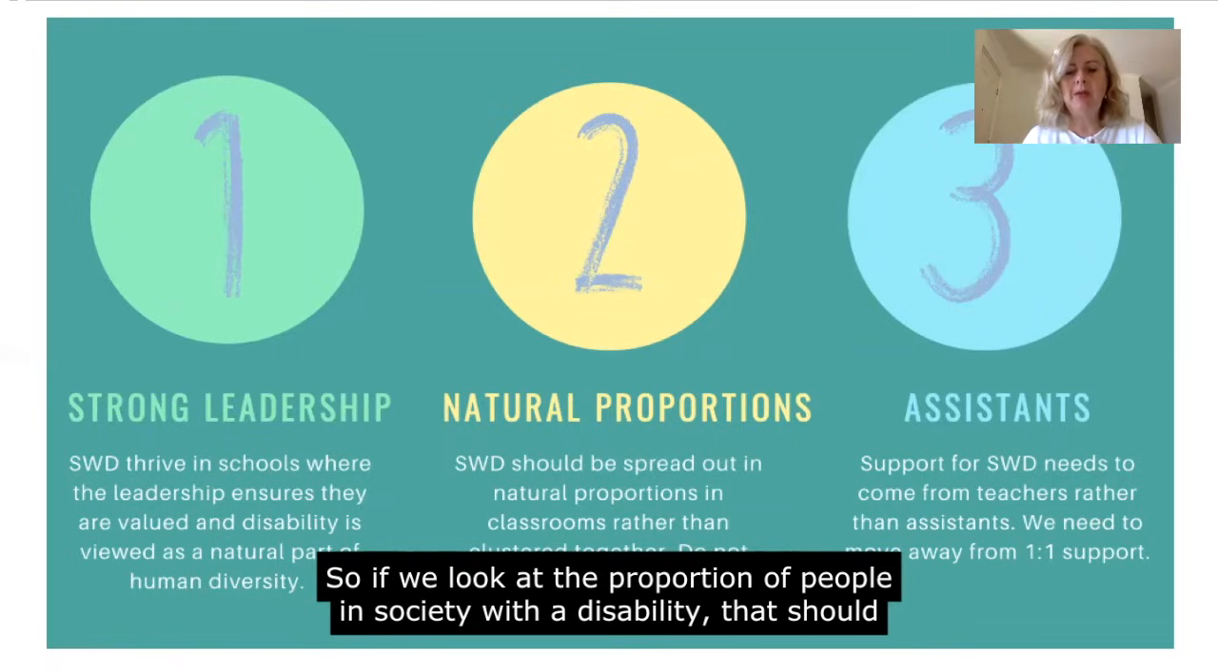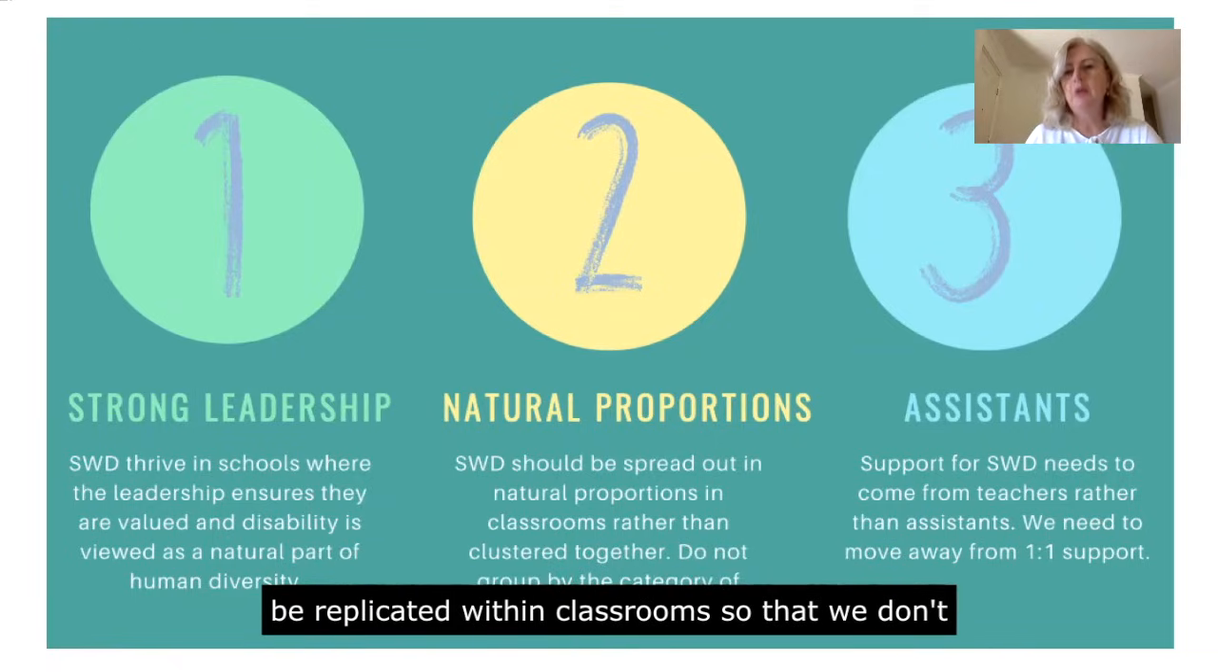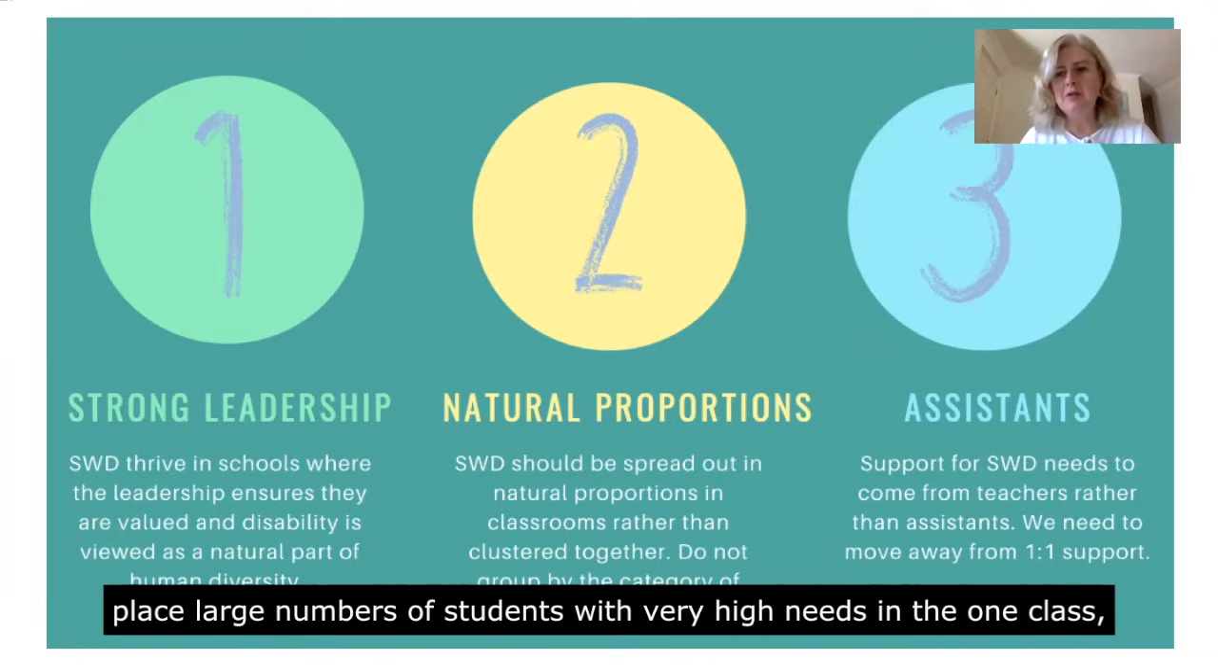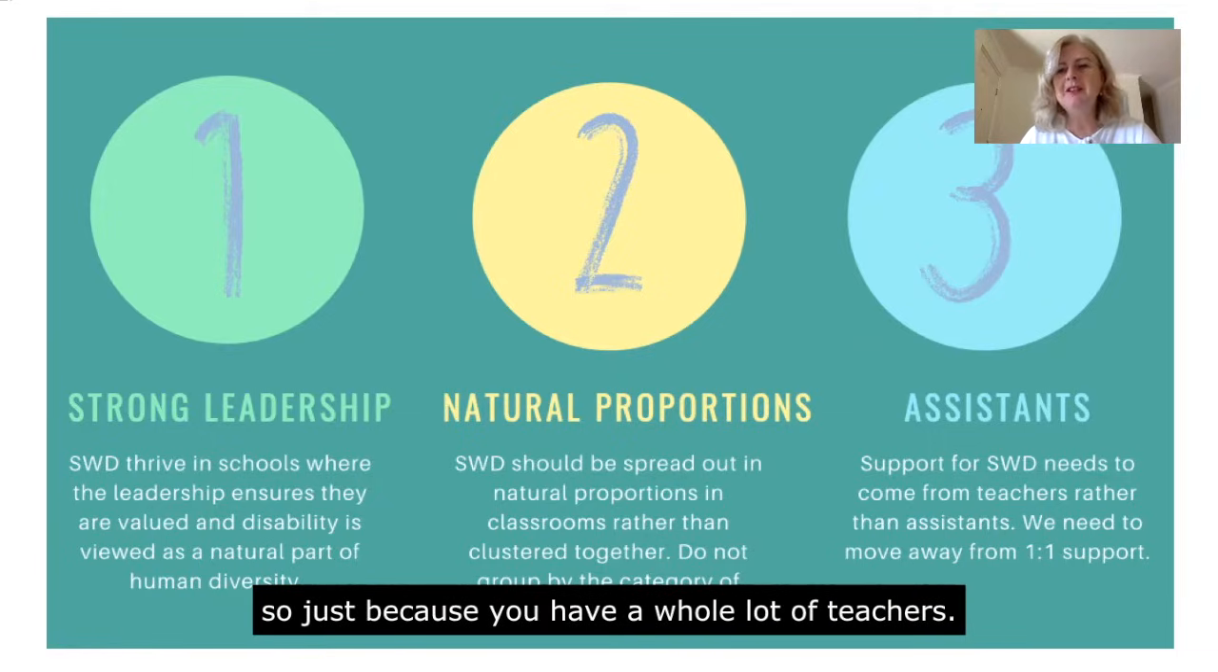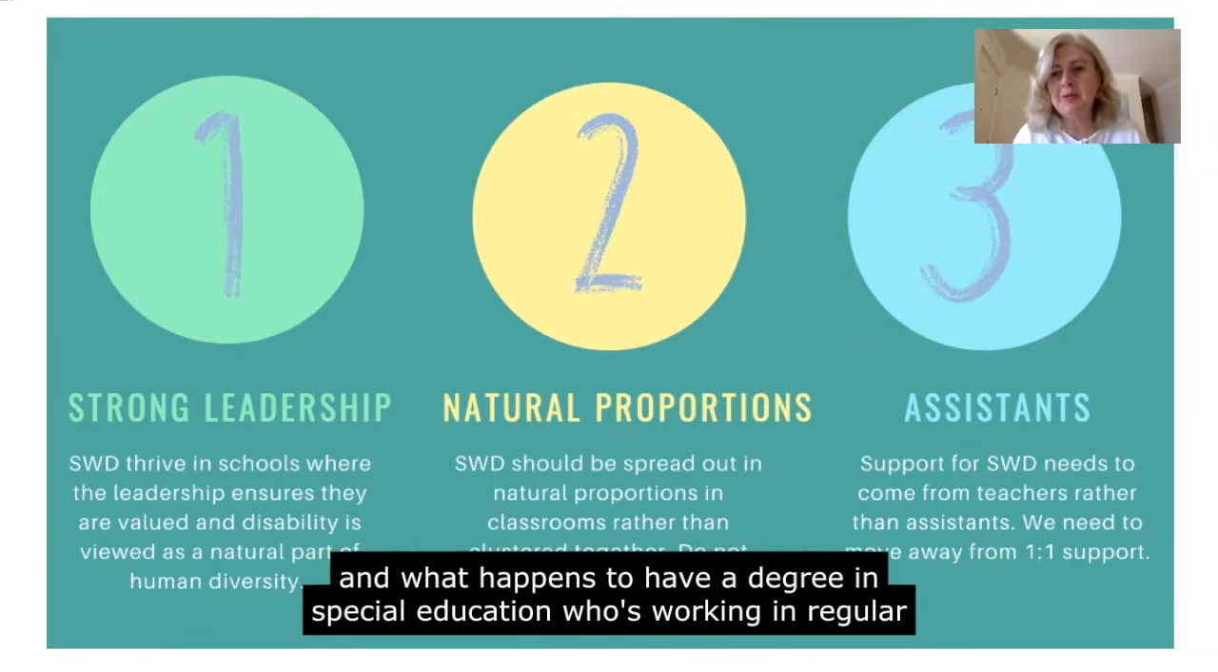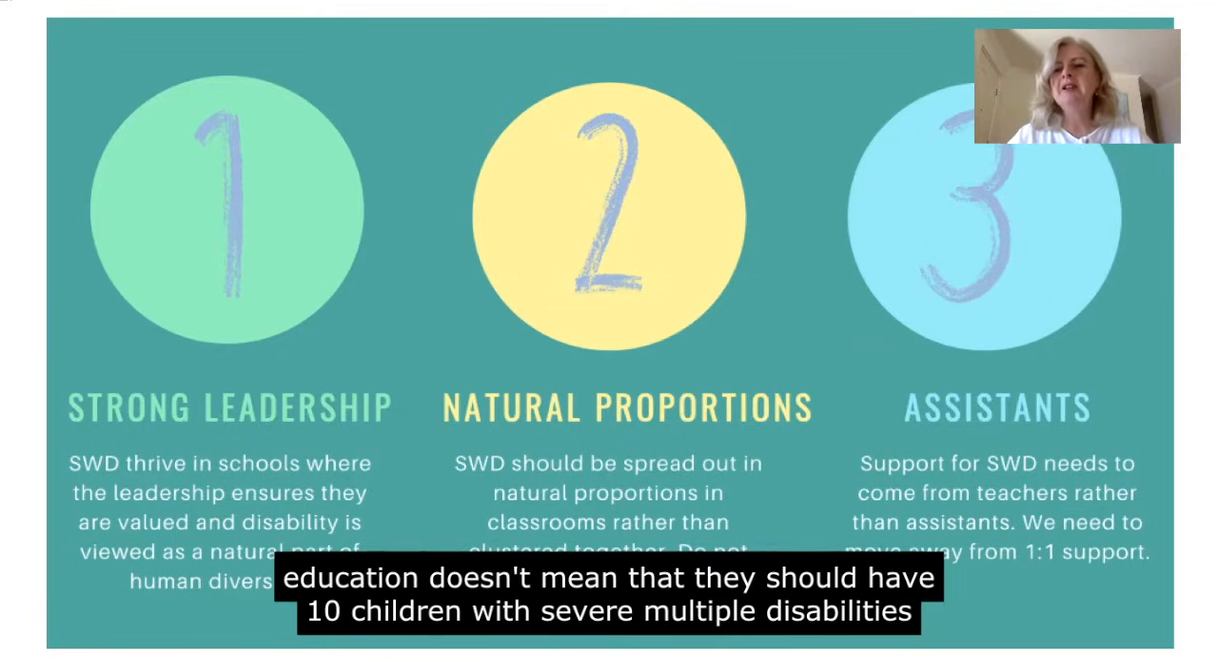If we look at the proportion of people in society with a disability, that should be replicated within classrooms so that we don't place large numbers of students with very high needs in the one class. Just because you have a whole lot of teachers and one happens to have a degree in special education who's working in regular education doesn't mean that they should have 10 children with severe multiple disabilities in their class.